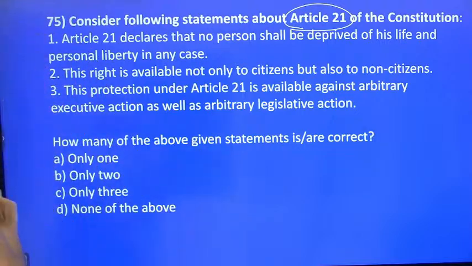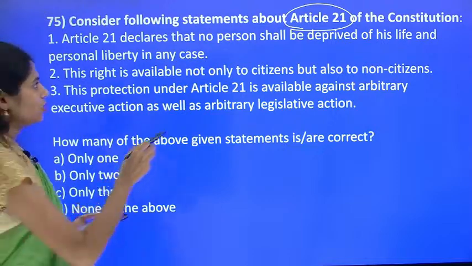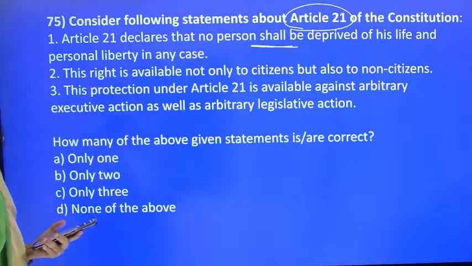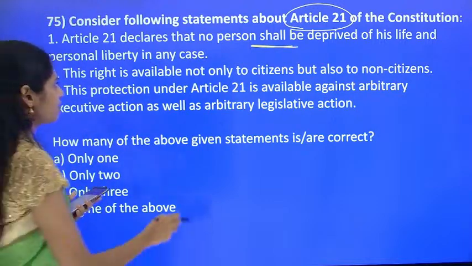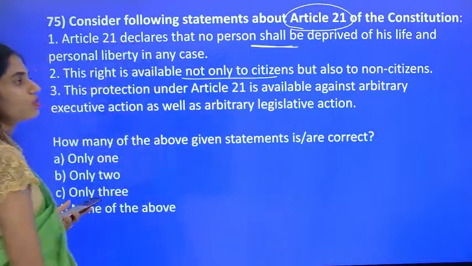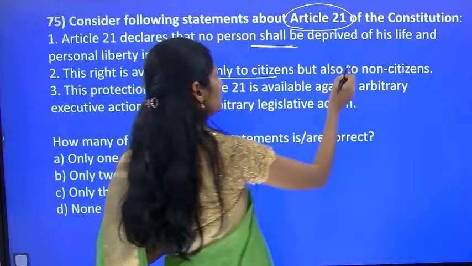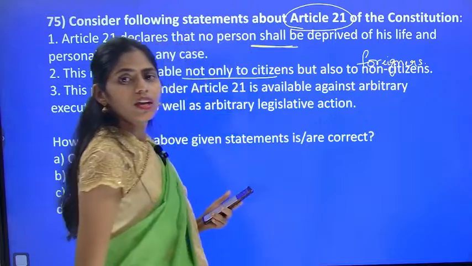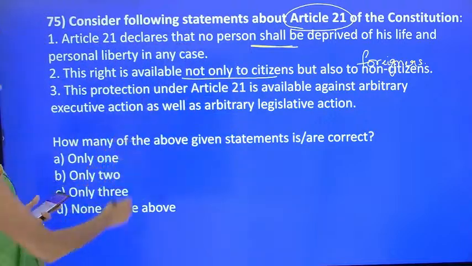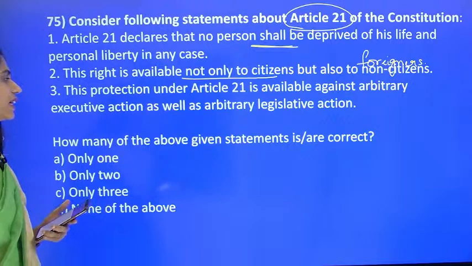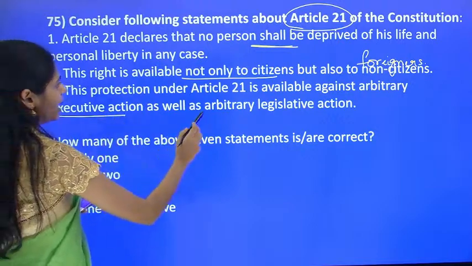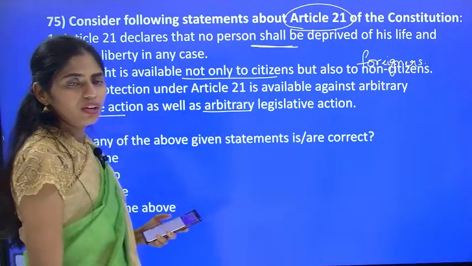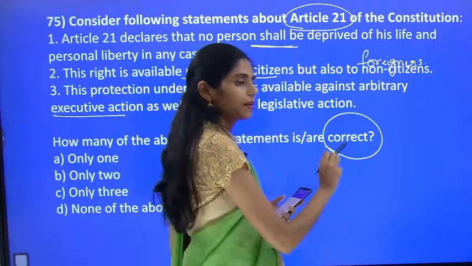So let me read the first statement. Article 21 declares that no person shall be deprived of his life and personal liberty in any case. Next, this right is available not only to citizens but also to non-citizens, that means foreigners. And next, the protection under Article 21 is available against arbitrary executive action as well as arbitrary legislative action. Here you have to identify which of the above statements are correct.